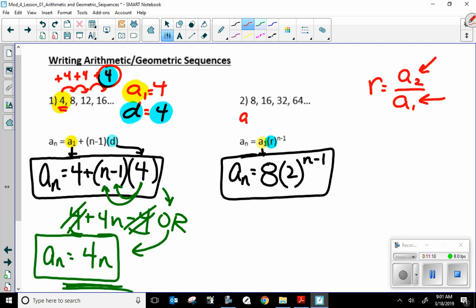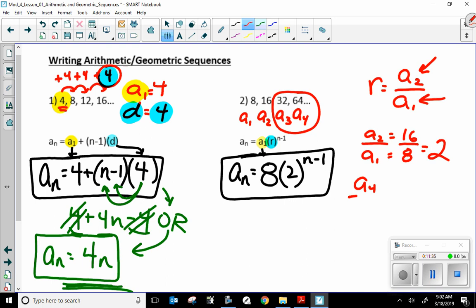So if 8 is A1, 16 would be A2, 32 would be A3, 64 would be A4, and so forth. If I take A2, which is 16, and divide it by A1, which is 8, 16 divided by 8 is 2. Let's try with the last 2 here. Let's take A4 and divide it by the previous term, A3. A4 is 64, A3 is 32, and that is 2. This will always be your common ratio.